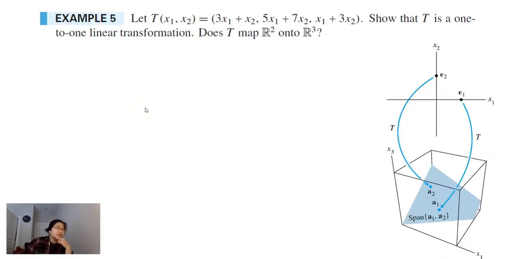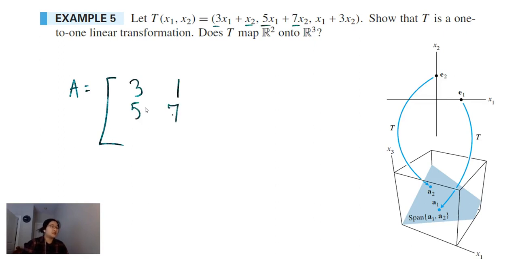So last thing, if we have this transformation, show that it's 1 to 1. So we know that it's 1 to 1, I guess. And then we're also asked, does this map R2 onto R3? So let's try to get our standard matrix. We can do this just by looking at it. So we get 3 and 1, 5, 7, and 1, 3.